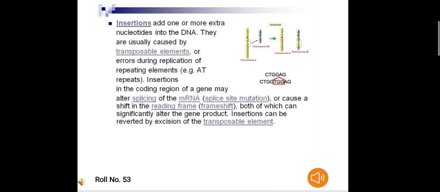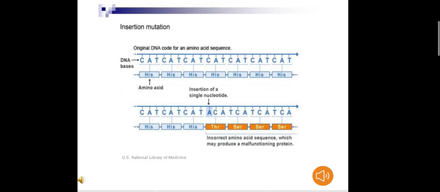Insertion in coding region can alter splicing of the mRNA or cause a shift in the reading frame. Both can alter gene product. Insertion can be reverted by excision of the transposable element. In the given figure, we can see that original DNA sequence contains specific DNA bases which code for an amino acid sequence. Insertion of a single nucleotide, suppose A, in the DNA sequence may lead to incorrect amino acid sequence, and hence there will be production of a malfunctioning protein.